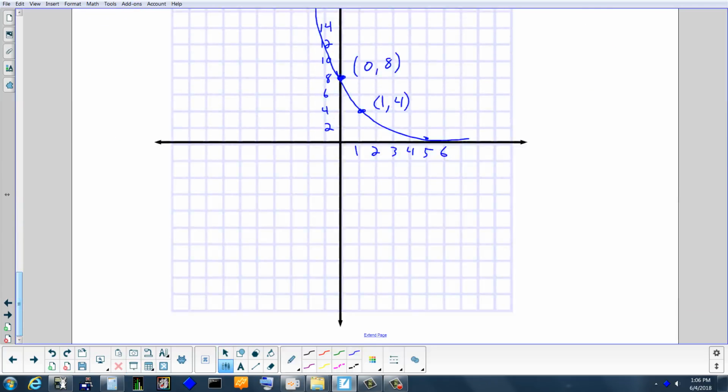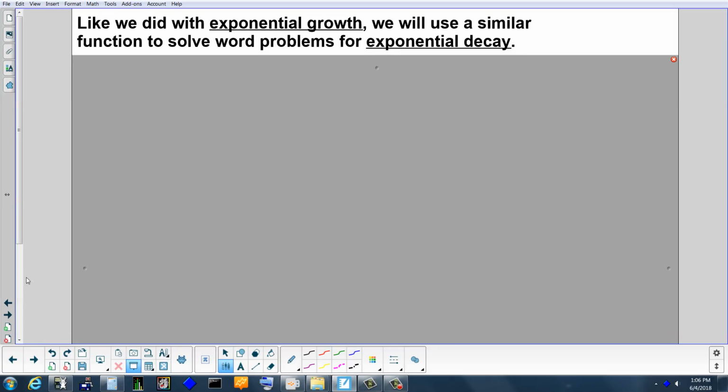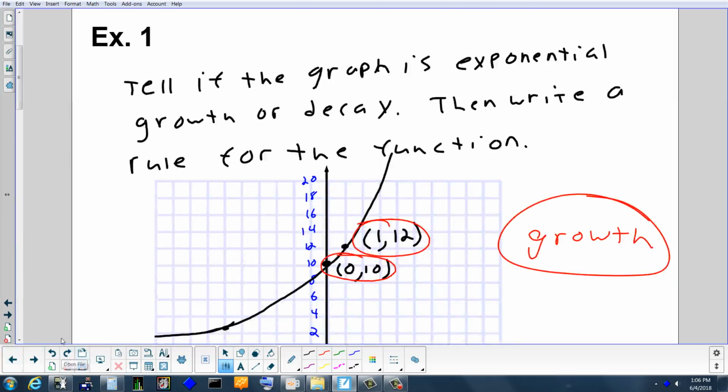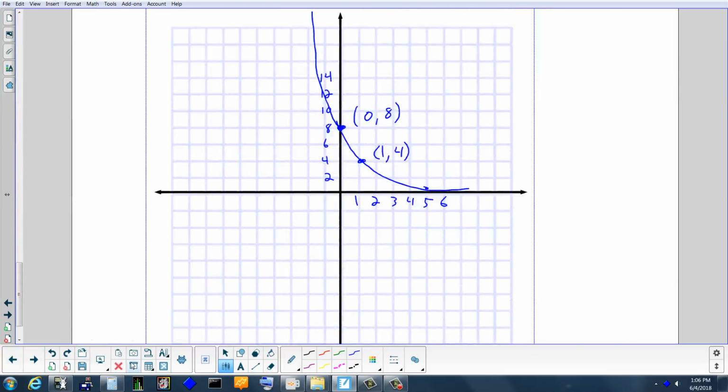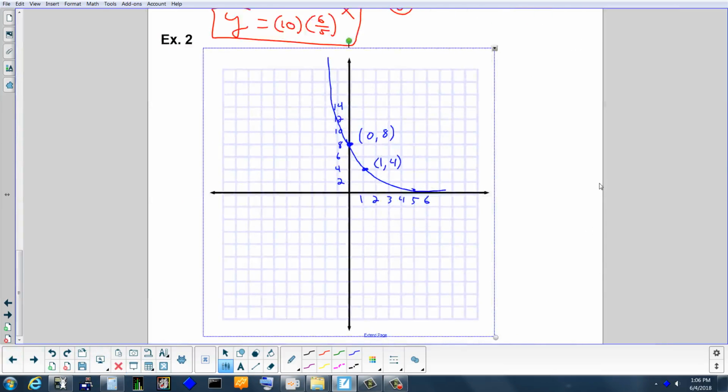Ginny, what formula do we want to use for this? Y equals A. It's okay, mistake. Y equals, good. Y equals A times B to the X, very good. So there it is.